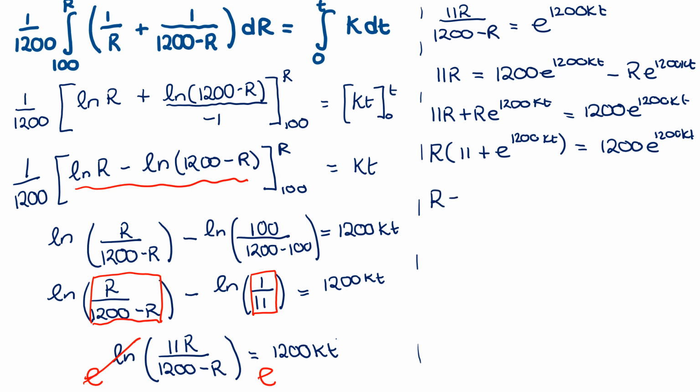So R on its own, bring it across that bracket, we're going to divide by it: 1200 e to the power of 1200 kt divided by 11 plus e to the power of 1200 kt. And that's our answer for R in terms of k and t.